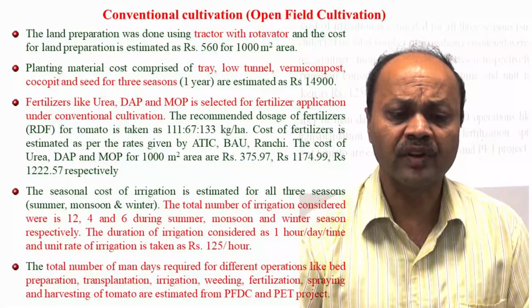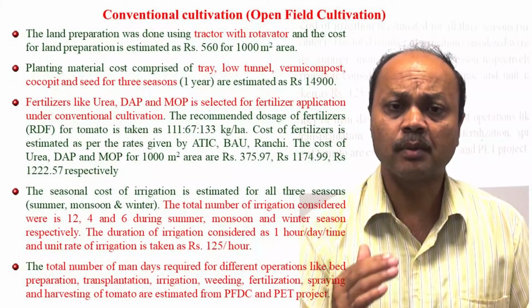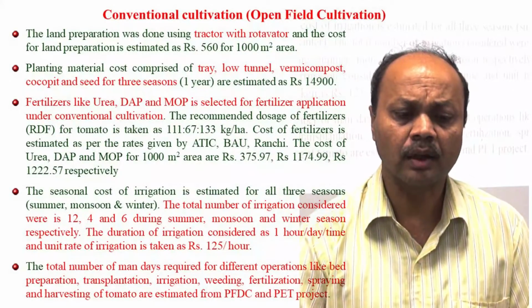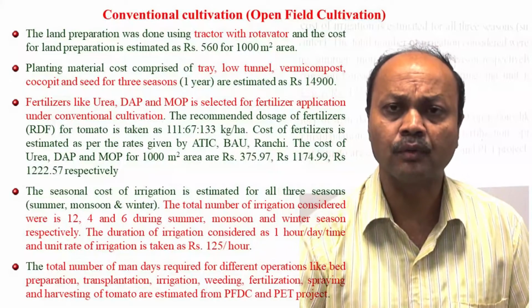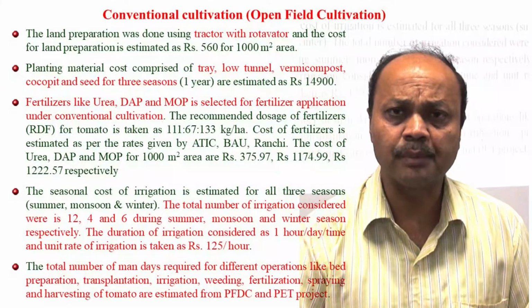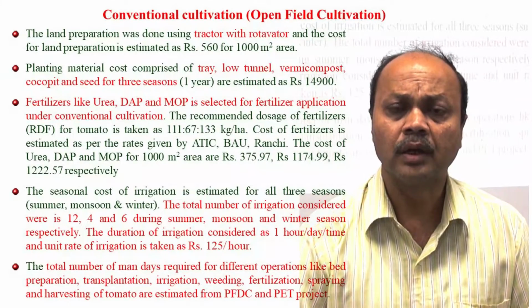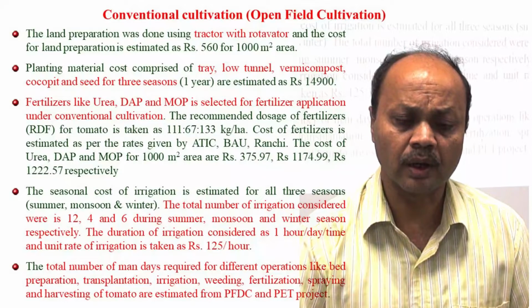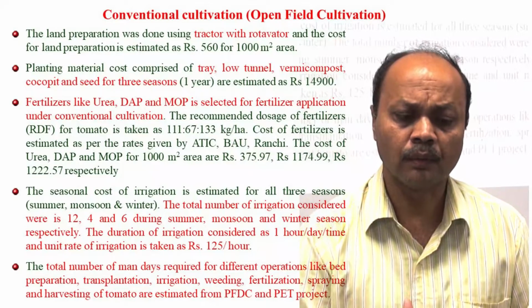First we will start with open field cultivation. This is very common. Some of the data we have taken: for field preparation you use the tractor with the rotavator, and for 1000 square meters we have considered an amount of rupees 560.